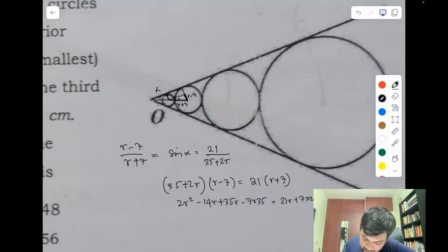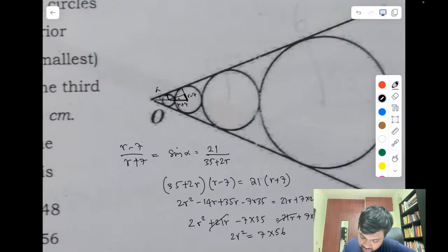Oh, I think in chat people are saying they guess the answer. How? Plus 21r. Oh, 21r cancels. So sweet. Okay. 2r square is 7 into 56. 7 into 28. So this is 7 square into 4 square. Wow. Nice. It's a unique answer actually. 28. R is 28.